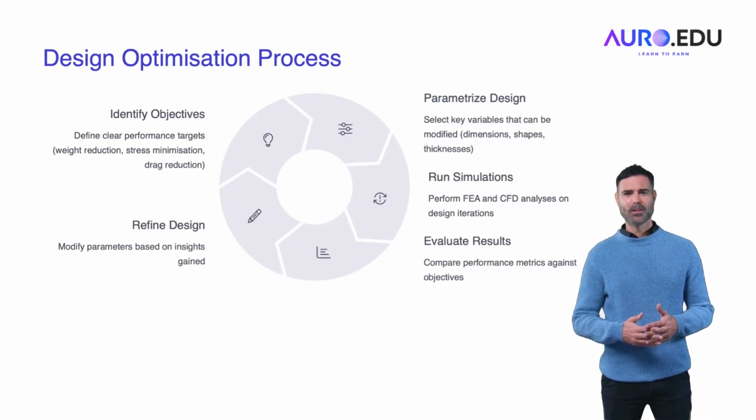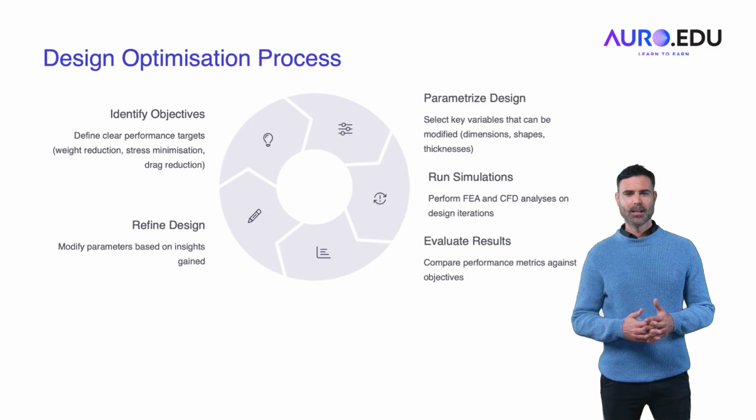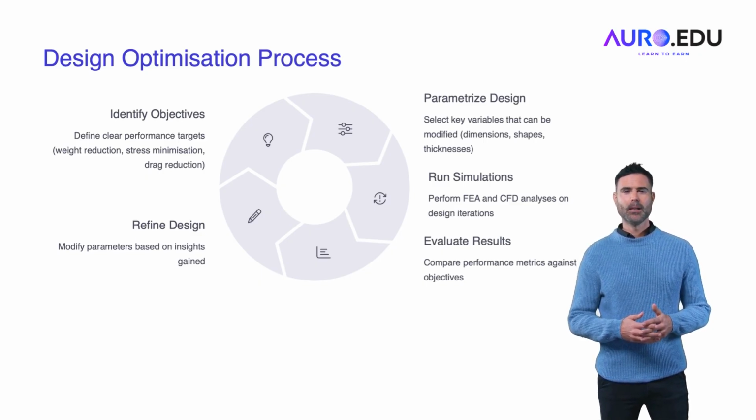Design optimization process. The goal is to improve your component based on simulation feedback. First, set objectives, maybe weight reduction or better lift. Then, identify parameters to tweak. Run new simulations and compare results. Keep refining until you meet your performance goals.